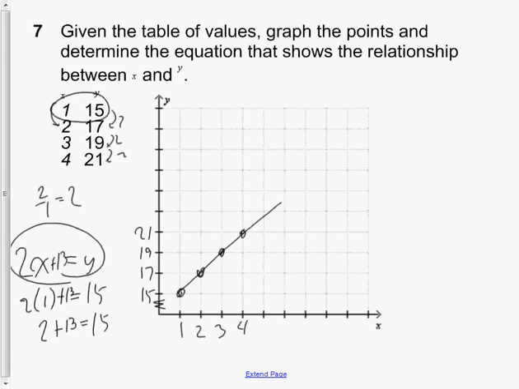Okay. Now notice how I didn't extend it this way because I broke it, that it wouldn't actually cross the y-axis at that point because I broke the line. So there's your graph and there's your equation.